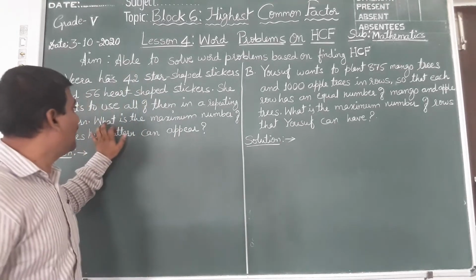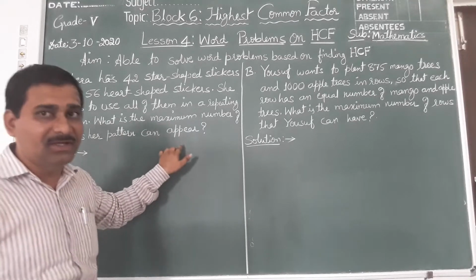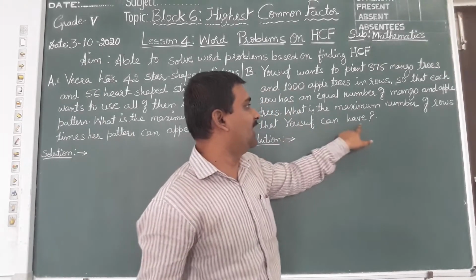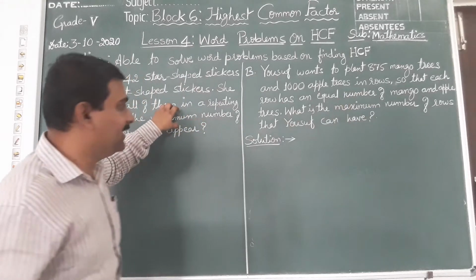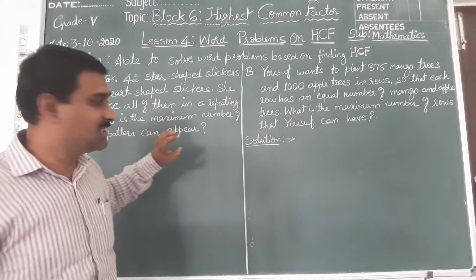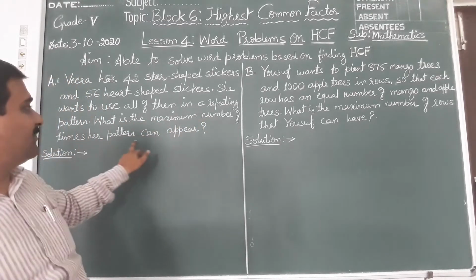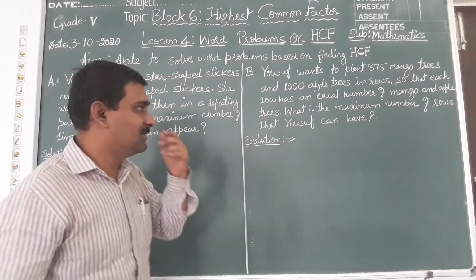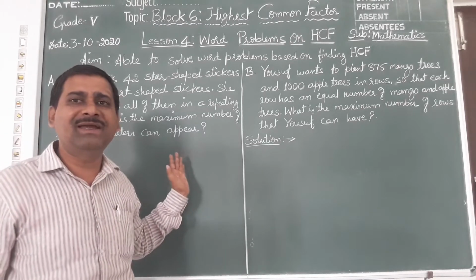Not "find HCF" but, what is the maximum number of times her pattern can appear? What is the maximum number of rows that Yusuf can have? This is the sentence you should identify, children. This tells us to find HCF. The same kind of sentences are there: what is the maximum number of times her pattern, what is the maximum number of rows that Yusuf can have? That shows it's find HCF. You can find it by any method.